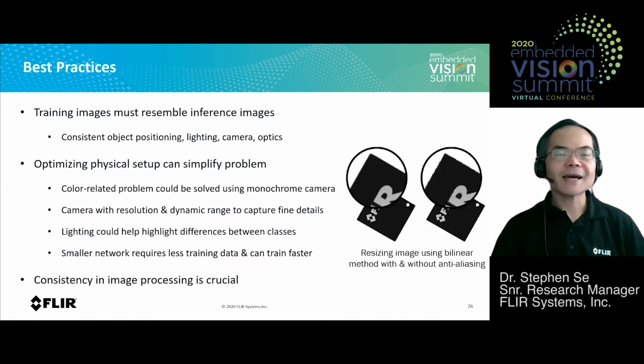It is crucial to apply the same image processing for training and deployment. For example, if you resize your images used with anti-aliasing during training, but resize without anti-aliasing during inference, these jagged edges, as shown here, would adversely affect the accuracy.